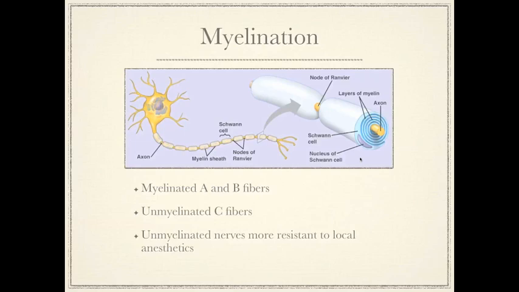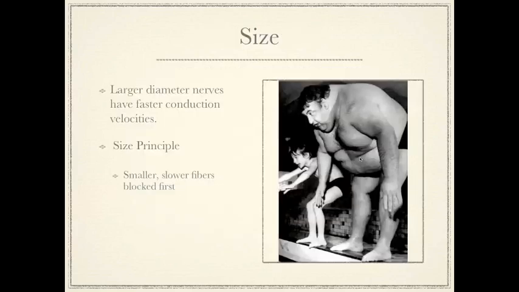Okay, now you have myelination. Talking about the peripheral nerves, not all are myelinated. The A and B fibers are myelinated, where C fibers are not. And unmyelinated nerves tend to be more resistant to local anesthetics, so they tend to be blocked last. Okay, then you have different size nerves. The larger nerves tend to conduct faster, but they're also harder to block. So the size principle states that the smaller nerves tend to be blocked first by local anesthetics.